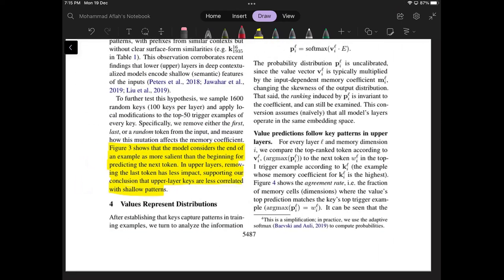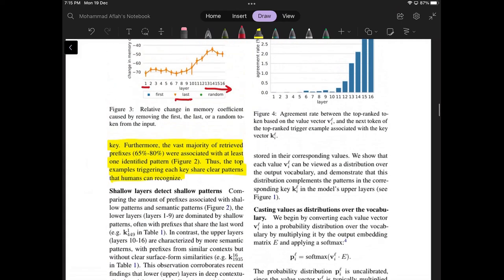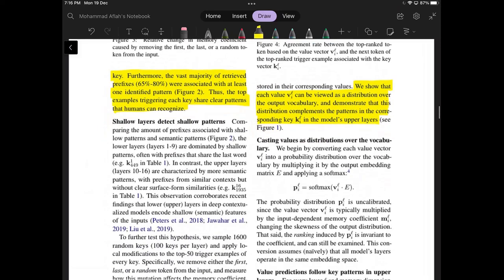After establishing that keys capture patterns in training examples, we turn to analyze the information stored in their corresponding values. Alright, so now we do have a clear idea of what the keys are storing. So now let's look at what the values are storing. We show that each value V_i^l, so the value of the lth hidden neuron in the ith layer, can be viewed as a distribution over the output vocabulary, and demonstrate that this distribution complements the patterns in the corresponding keys in the model's upper layers.